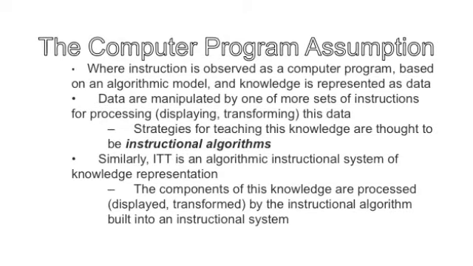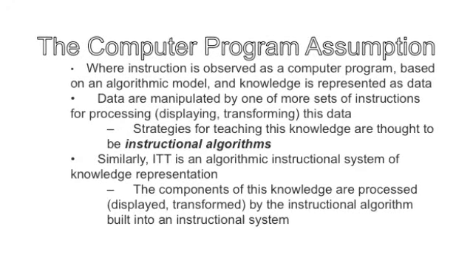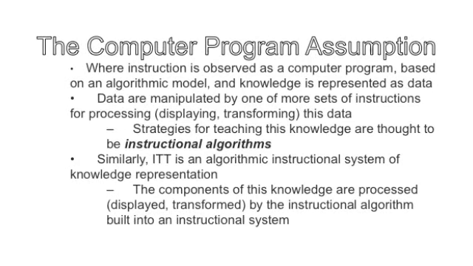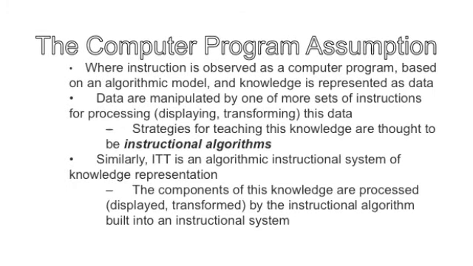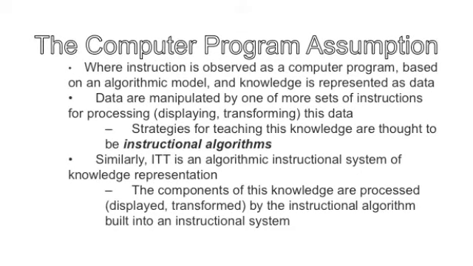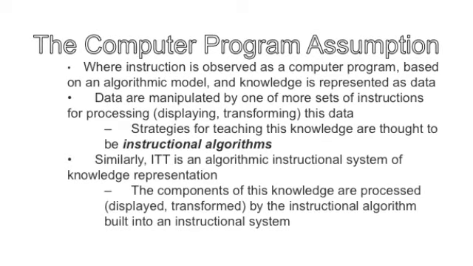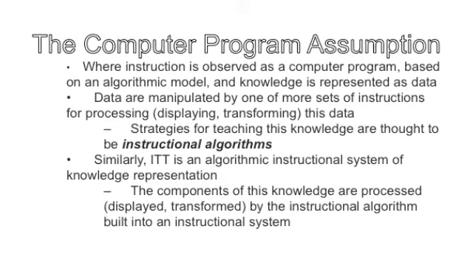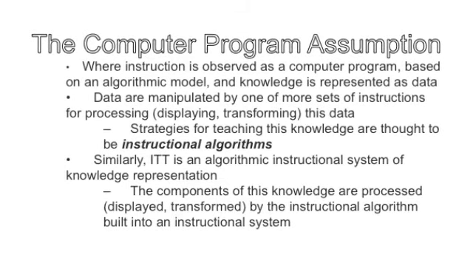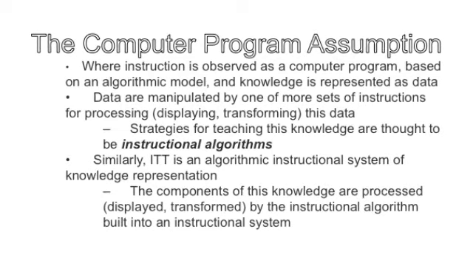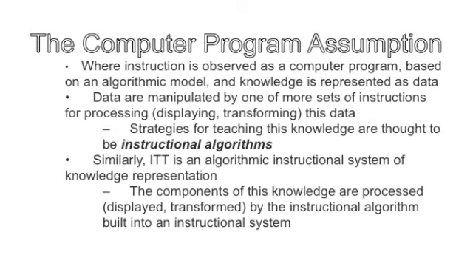Now here we get to a very interesting part of our summary, the computer program assumption. This is where the instruction is observed as a computer program. Based on that model, the knowledge is represented as data, and that data is manipulated by one or more sets of instruction for processing. Now, this strategy is instructional algorithm. Similarly to ITT, it is a system of knowledge representation. So the components of this knowledge are processed by the instructional algorithm built into an instructional system.